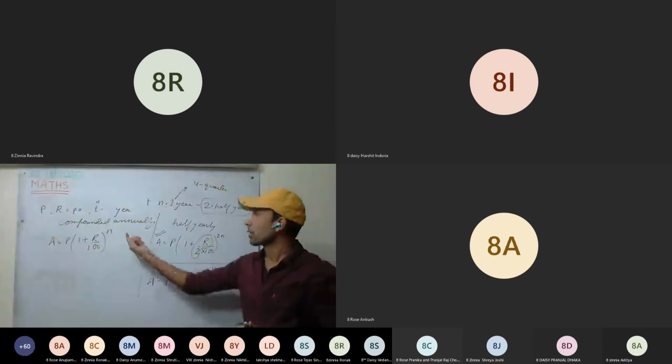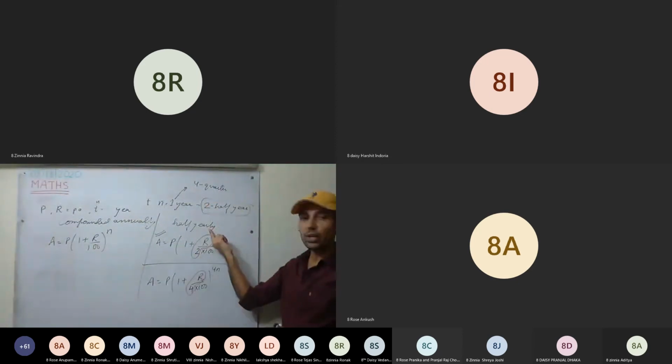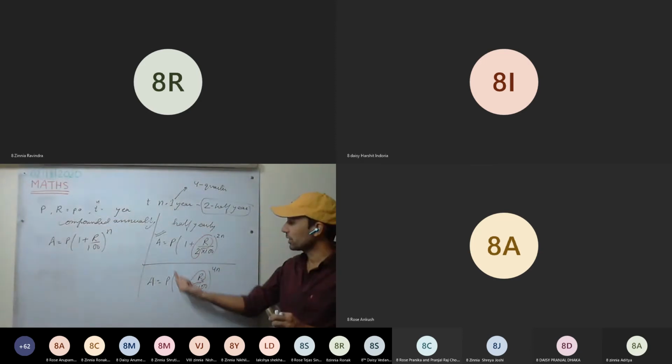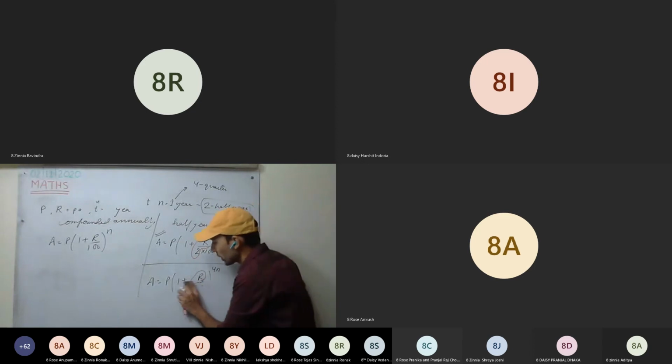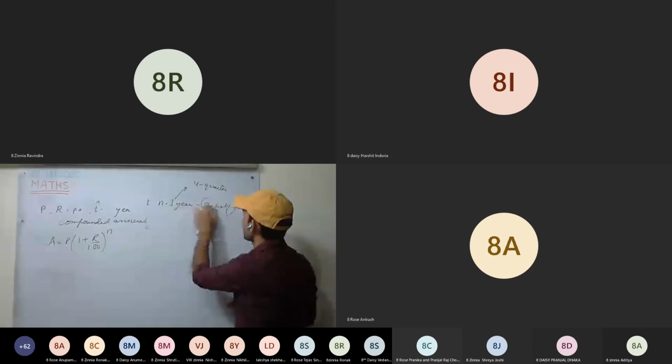This is clear. Formula for compounded annually. For compounded half yearly, rate will become half and time will become 2 n, since in each year there are 2 half years. In each year there are 4 quarter years, therefore 4 into n, and rate will be R by 4. This is clear. Now solve the 12th question using the formula.